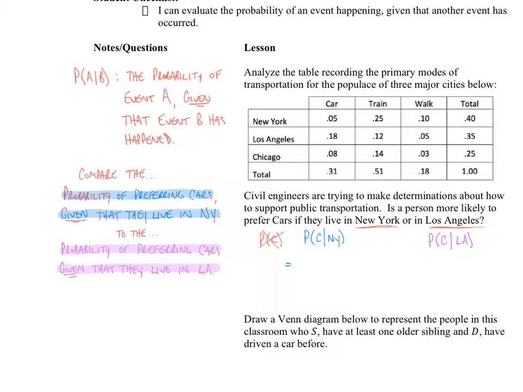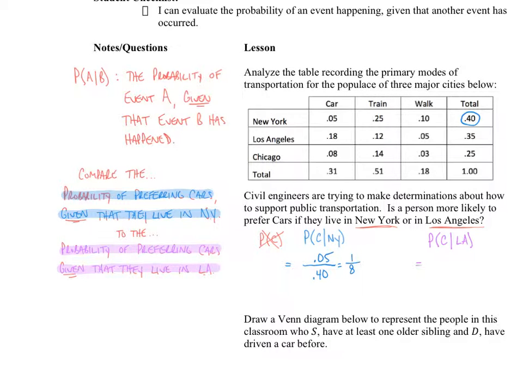So who are the people that live in New York? Well, these are all the people that live in New York. So my denominator then is going to be that 0.40, because those are the people in this study who live in New York. Now, of those 0.4 people, how many of them prefer cars? This many, 0.05. So this conditional probability is 0.05 over 0.4, and our graphing calculator would reduce that fraction to exactly 1/8. I'm not going to box it yet because that's not really our answer. That's just evidence that points us towards our answer.